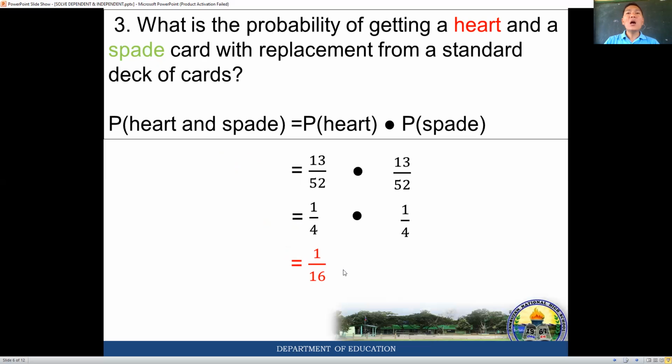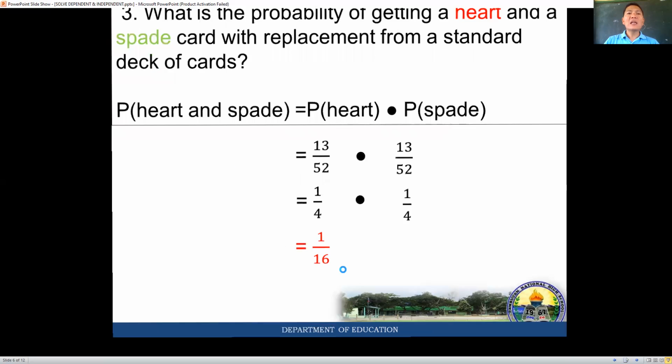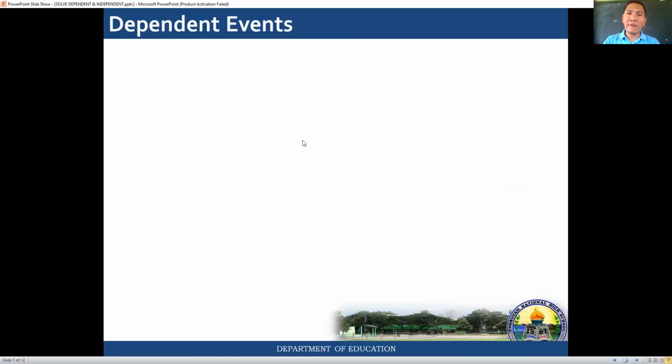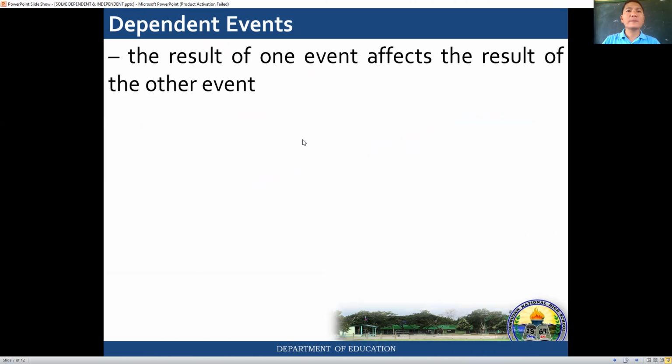So this is how we solve the probability of independent events. Now, how about the dependent events? What do we consider events that are dependent? That is when the result of one event affects the result of the other event.